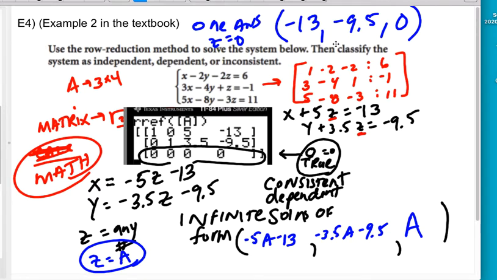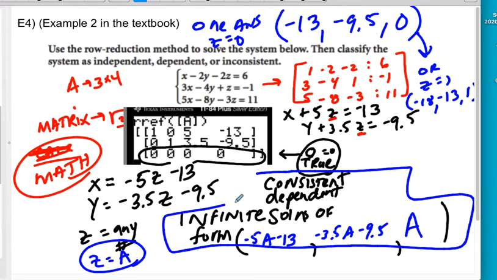But I could pick other answers, right? I could pick the answer where z is 1, and it would look like a negative 18, a negative 13, and a 1, right? But you don't want to say individual answers. What you want to say is that this is consistent, dependent, and there are infinite answers, right? But notice that we have an equation for x and z, we have an equation for y and z, but we don't have a way to define z because that last row is gone, okay?